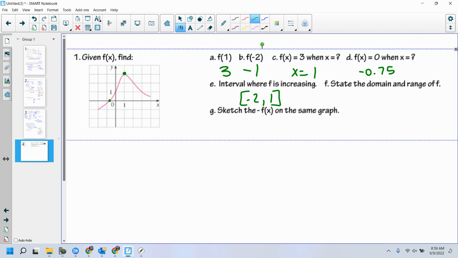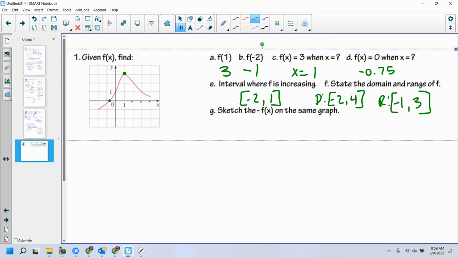What's the domain? Negative 2 to 4. And what's the range? Negative 1 to 3. Good. Sketch the graph of negative f of x on the same graph.